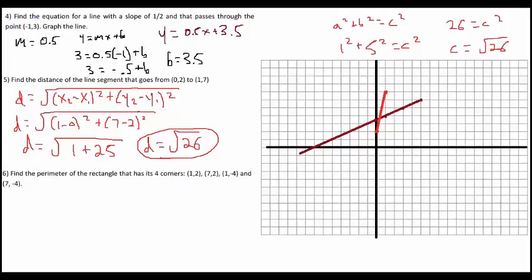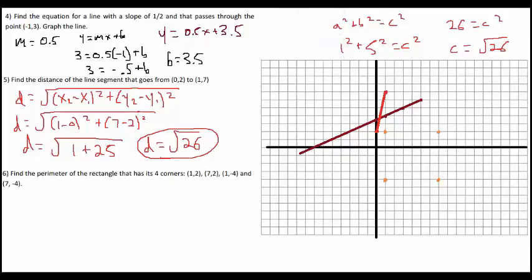All right, third one. Similar problem, except now we are asked to find the perimeter. 4 corners: 1, 2, which is here, 7, 2, which is 1, 2, 3, 4, 5, 6, 7. I'm sorry, that's too far. 1, negative 4, 1, 2, 3, 4, and 7, negative 4. Now, this is actually an easy one because all the lines are flat. You don't even have to use the distance formula.